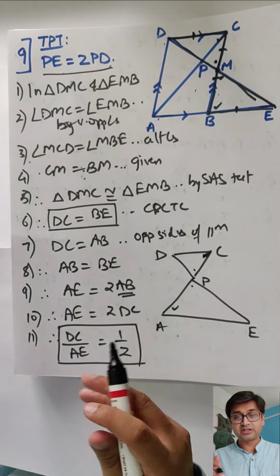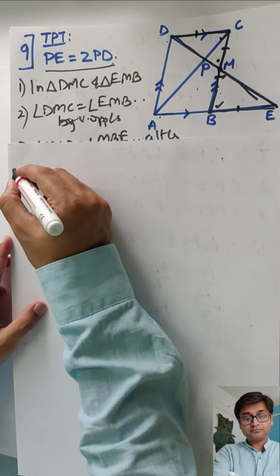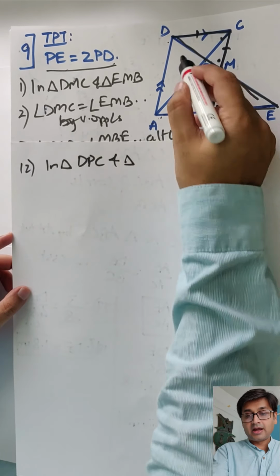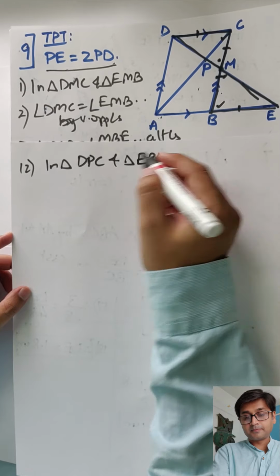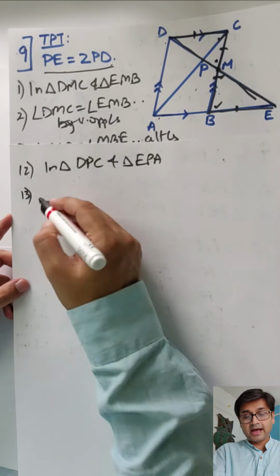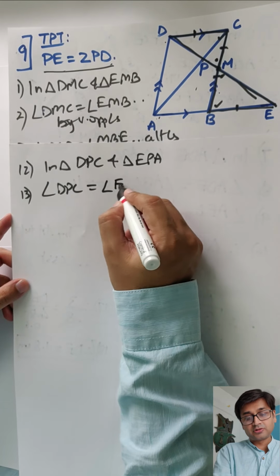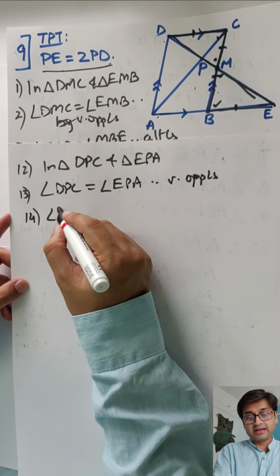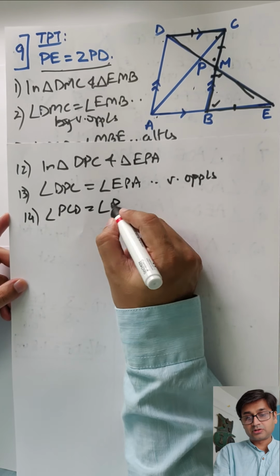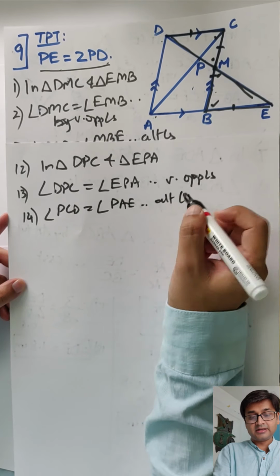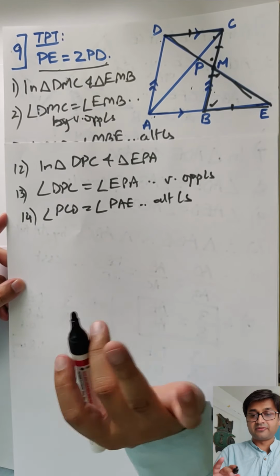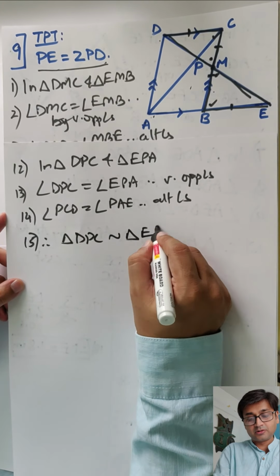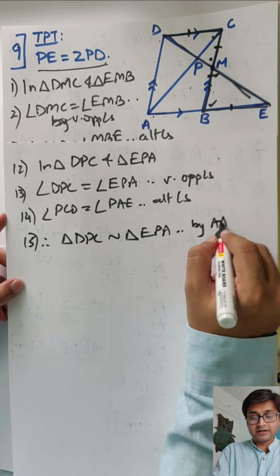So take these two triangles, 4 steps, prove them similar. So step 1, 2, in triangle DPC and triangle EPA, you will say angle DPC equals EPA, vertically opposite angles, and then you will say angle PCD equals PAE, alternate angles. DPC, EPA, perfect, we give it correct one-to-one correspondence, and therefore triangle DPC is similar to EPA by AA test.